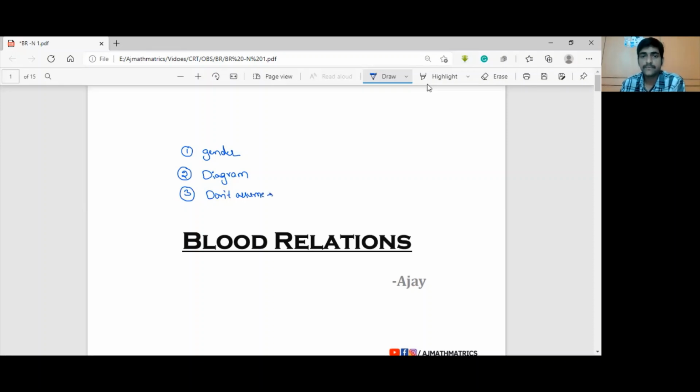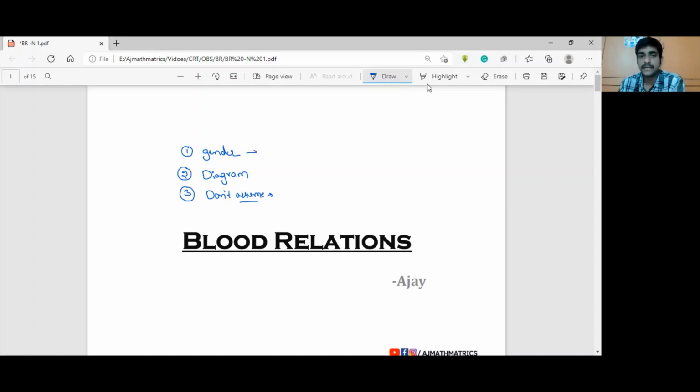The best example for this assumption is, if the data says A and B are a married couple, what we feel is A is the male member and B is the female, such that A is the husband and B is the wife. But don't assume anything until it is there in the data.